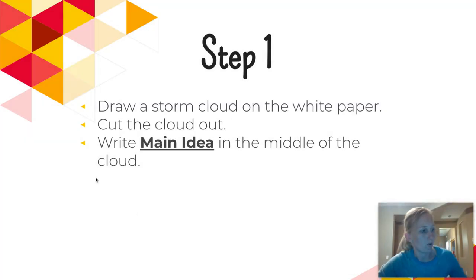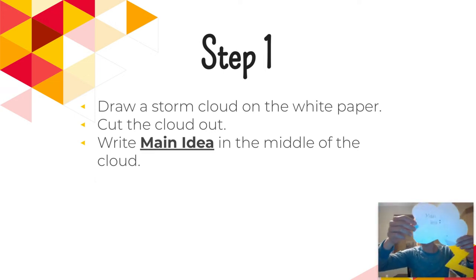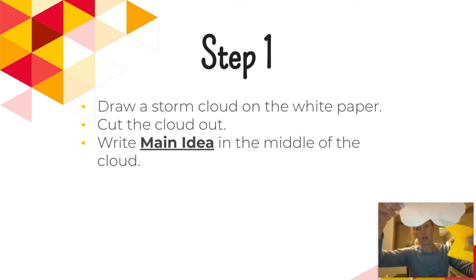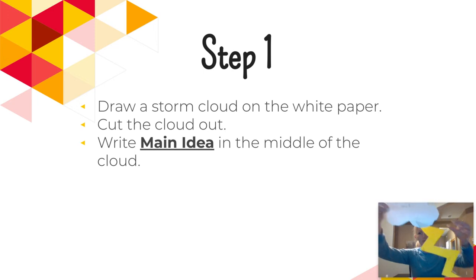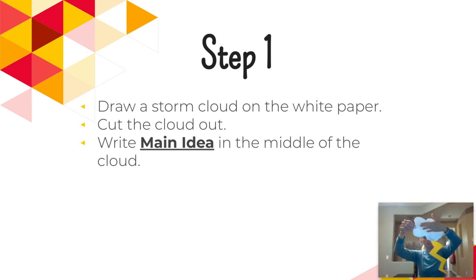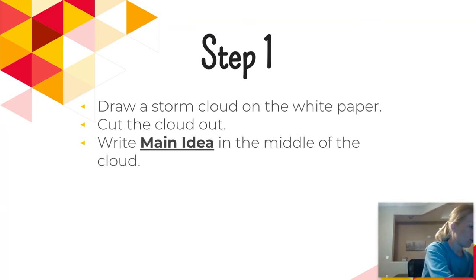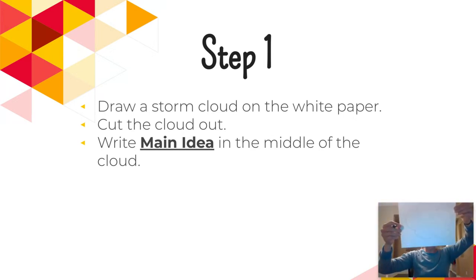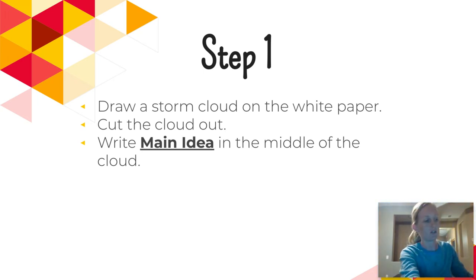All right, so the first step, let me show you the finished product. So it's going to look like this. Let me show it in the camera here. It's going to have a cloud, and you're going to have 3 details like this. Okay, so it's going to be a storm cloud with main idea, and 3 details are going to be on your lightning bolt. Okay, so the first step, you want to draw your cloud on white paper and then cut it out. So let me draw it and I'll hold it up for you. Just a big cloud, okay? Like this. It doesn't have to be perfect. Then just cut that out.